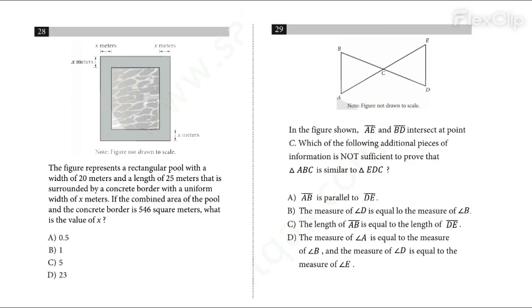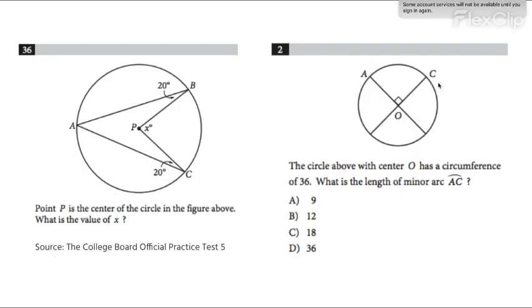because like I said before, similar triangles are all about proportionality. Because these two triangles have the measure of angle A equaling the measure of angle B, and the measure of angle E equaling the measure of angle D, and because they share an angle in the middle, you can just logically tell that they're proportional. So D has to be the correct answer.